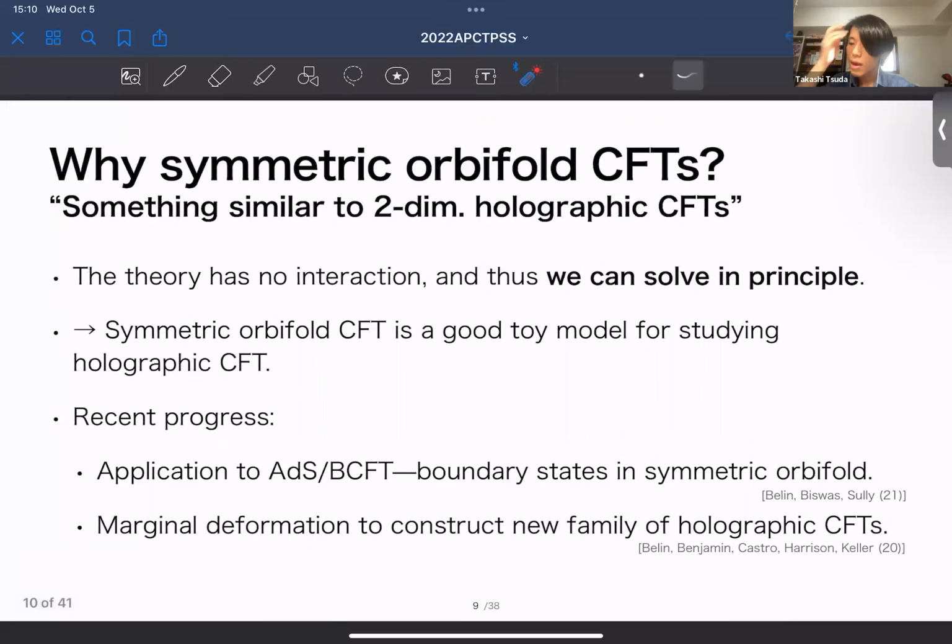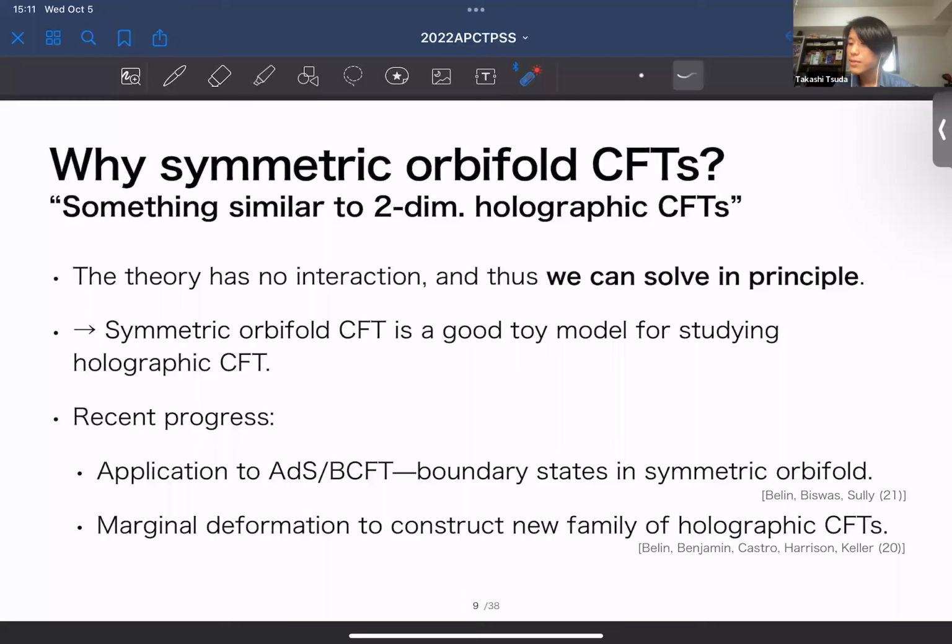Okay. So symmetric orbifold CFT has no interaction, because if we choose free CFT as the seed CFT, we can solve it in principle.